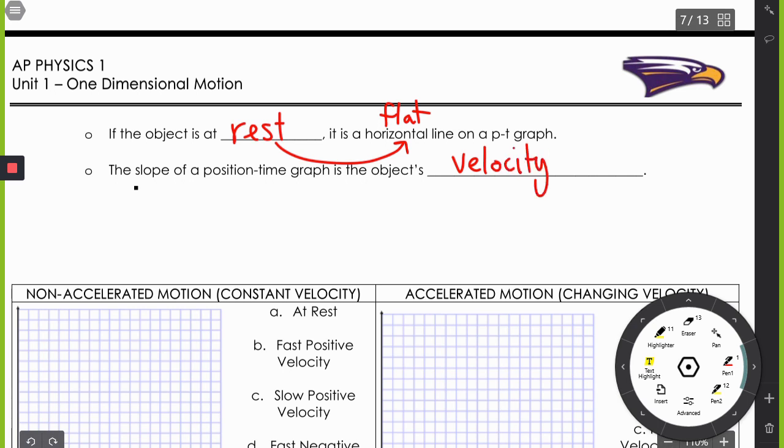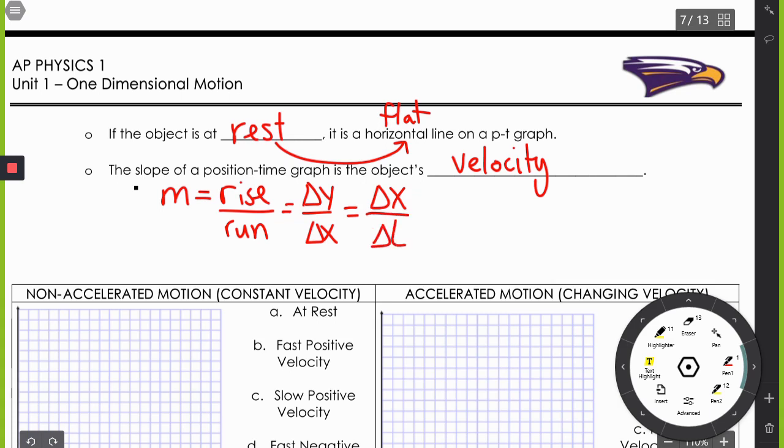Okay, and velocity meaning change in position over change in time. So if we go to our math definition of slope, right, we got rise over run, and this is where it comes from. And I like to show this because this is how it breaks down. So mathematically, you got rise over run, or change in y over change in x. But in physics, we name the x and y axis. So for position time, it's change in x over the change in time.